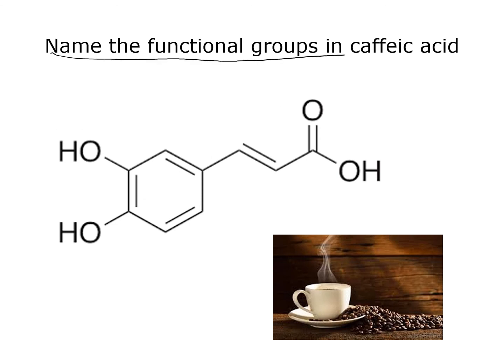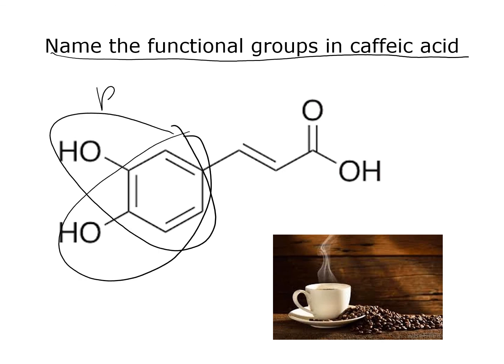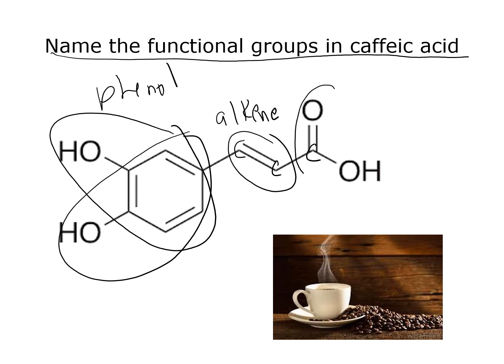Name the functional groups in caffeic acid found in coffee. So again, we have phenol, and we have a double bond. Again, every angle represents a carbon here, so that's an alkene. And we have a carbon double bond oxygen attached to an OH, gives us a carboxylic acid.